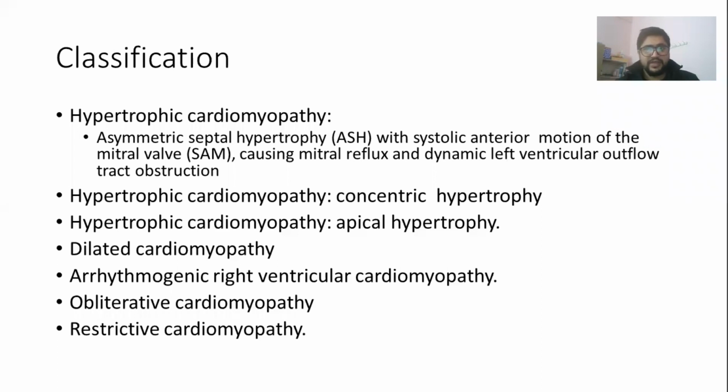Cardiomyopathies can be classified based on the phenotype into various types. They can be classified as hypertrophic cardiomyopathy with asymmetric septal hypertrophy, hypertrophic cardiomyopathy with concentric hypertrophy, similarly hypertrophic cardiomyopathy with apical hypertrophy, and similarly dilated cardiomyopathy, arrhythmogenic right ventricular cardiomyopathy, obliterative cardiomyopathy, and restrictive cardiomyopathy. This is the classification which is based on the phenotype.